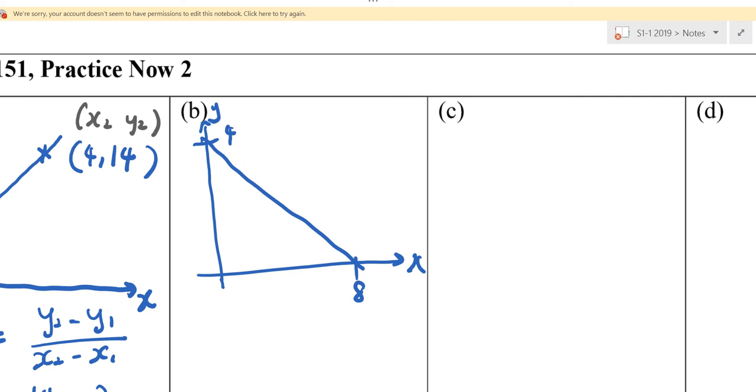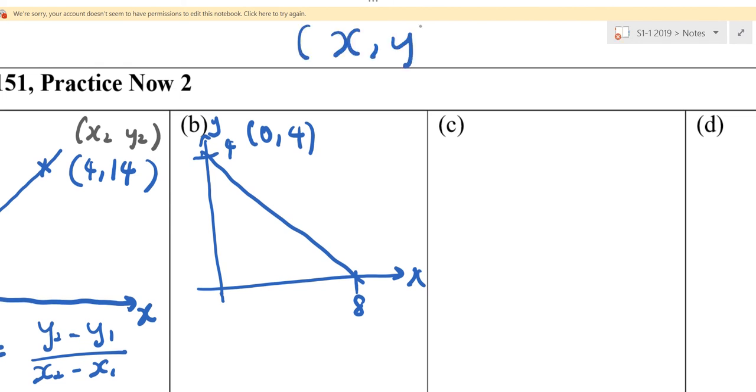Is it 0 comma 4 or 4 comma 0? Priskin? Is it 0 comma 4 or 4 comma 0? 0 comma 4. Brian? What about the other one? The 8. Is it 0 comma 8 or 8 comma 0? 0 comma 8. Coordinate is always x, y. Coordinate is always x comma y.